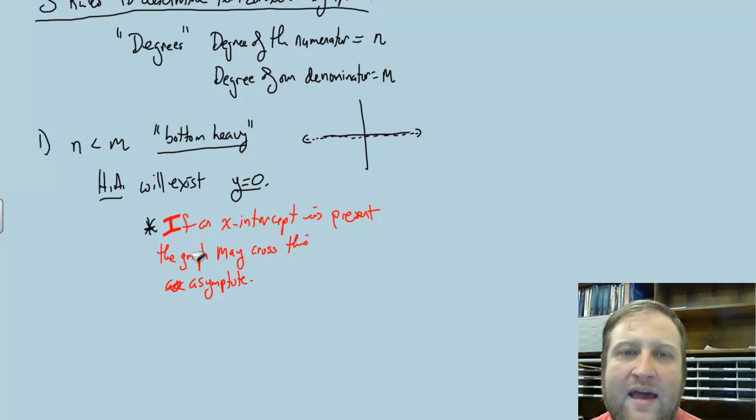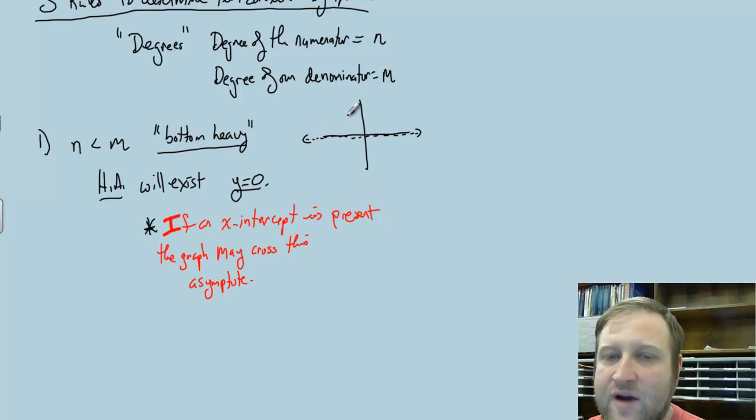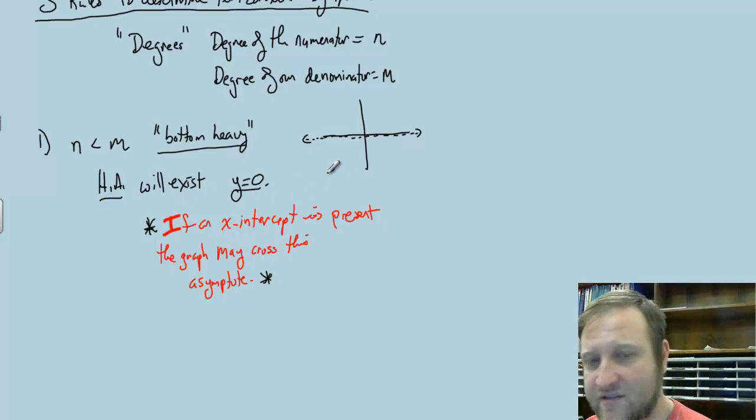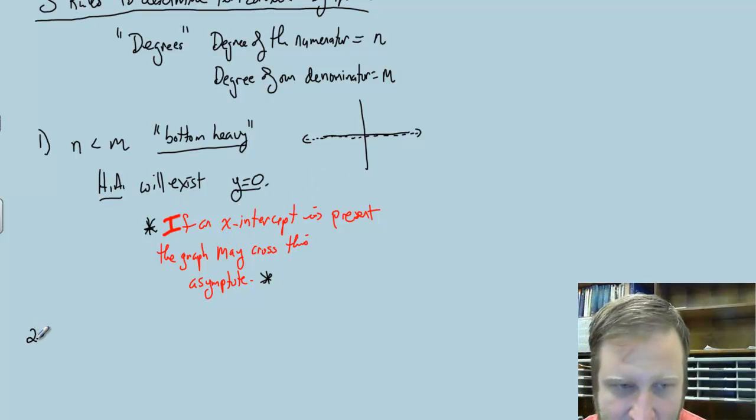If you have an x-intercept, that is the one and only time you can cross the x-axis if this asymptote exists. So be careful. Most of the time you won't have to worry about the graph ever crossing the x-axis if it's bottom heavy. However, if there's an x-intercept, you can cross that x-axis. But most times there always will be a horizontal asymptote. The one time that it can cross is if there's an x-intercept. So that's the first case.